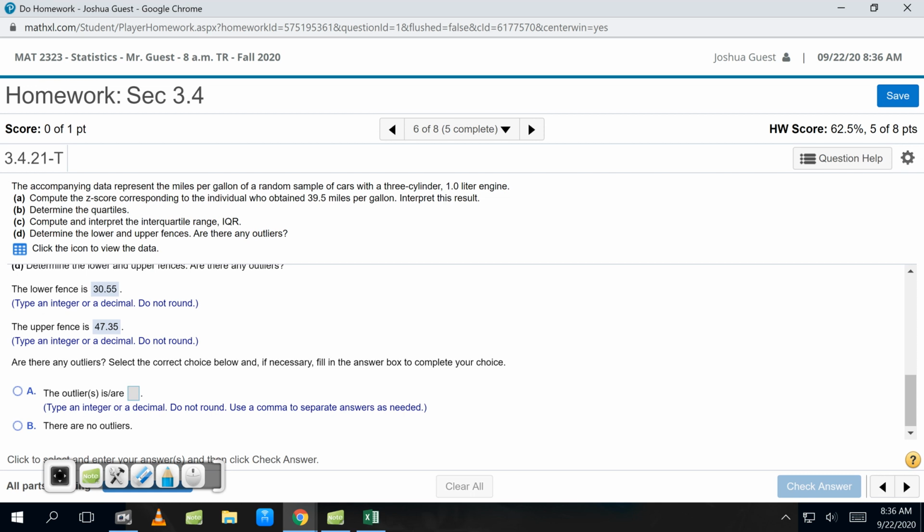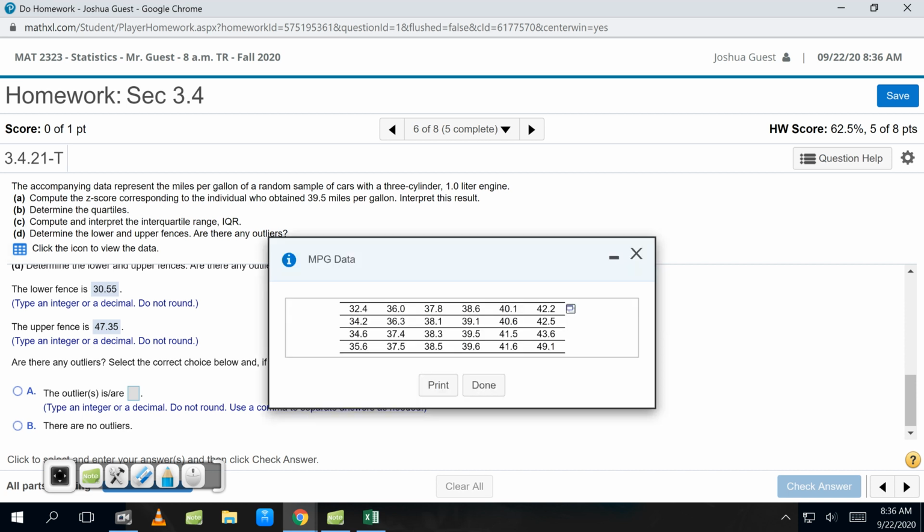The outliers are, the outlier is, or there are no outliers. Well, outliers are values that fall outside the fence. Okay, so anything below 30.55 or above 47.35. So let's look at our data again. Here's the lowest value. Is it below 30.55? The first one on our list? No. Is the last data value beyond 47.35? Yes. How many of them? Just the last one or more than one that are bigger than 47? Just one of them, right?